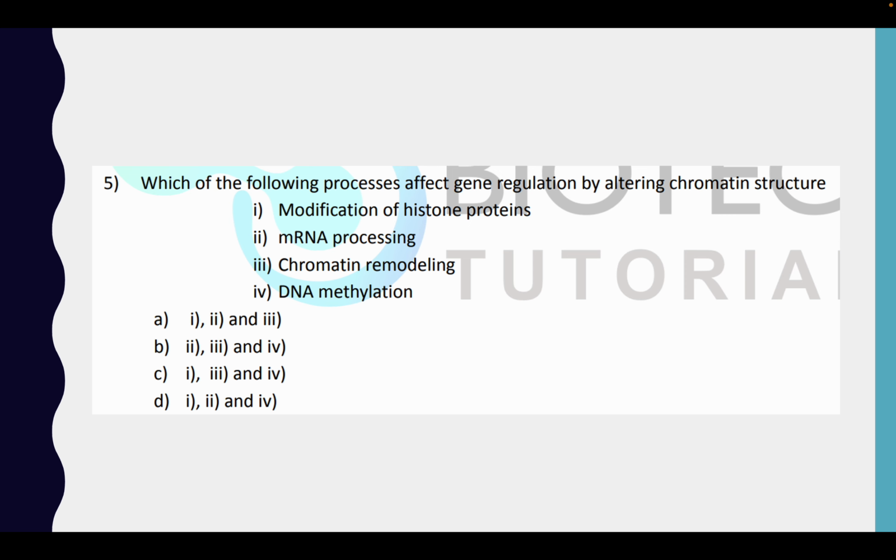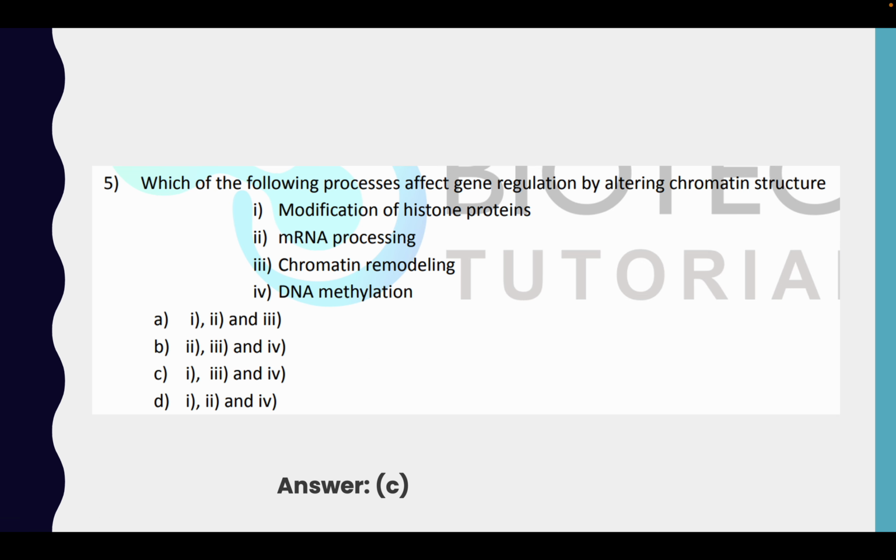So it is saying which of the following processes affect gene regulation by altering the chromatin structure. So chromatin structure is affected by histone modifications, that is modification of histone proteins. Then DNA methylation is also one of part, and chromatin remodeling. So all these processes affect the chromatin structure and finally affects the gene regulation. Okay, so mRNA processing is incorrect. These processes are epigenetic modifications or tags that are passed down through cell division. So here 1, 3, and 4 are correct. It is option C.